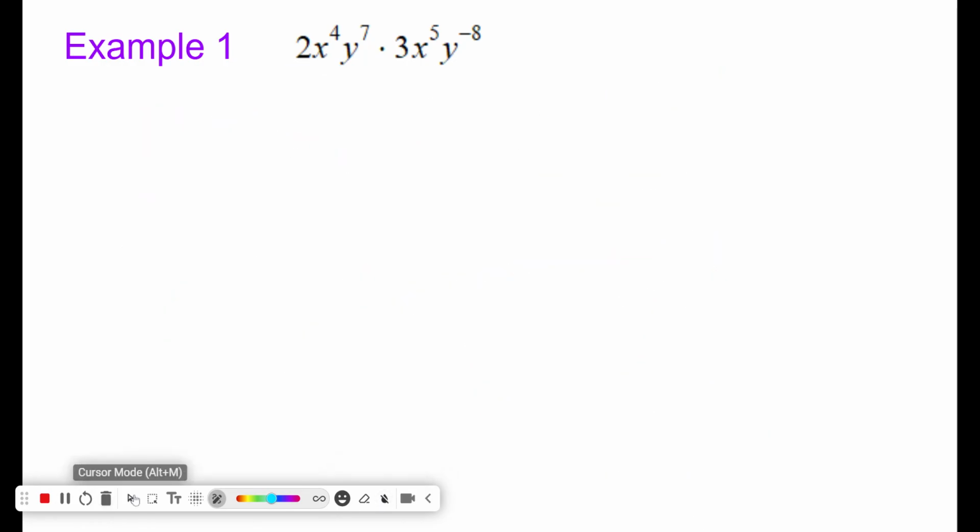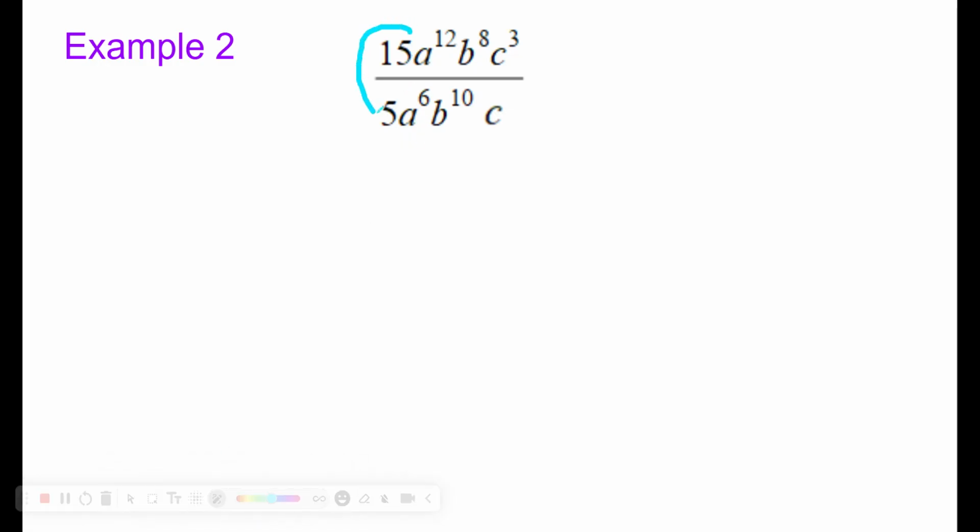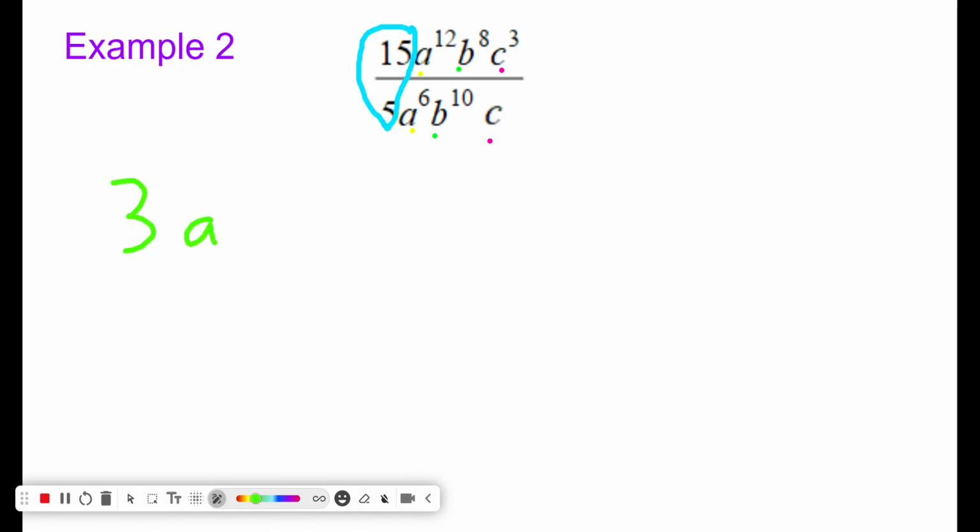Let's take a look at another example. Example 2. Okay. Let's line up all the things that we know we can. So we've got our coefficients here, 15 over 5. The A's match up. The B's are going to match up. And the C's are also there. And if we're dividing, that means we're going to be subtracting exponents, but we keep our division principles. 15 divided by 5, I believe that's 3. Then we're going to end up with A to the 12th minus 6th power, B to the 8 minus 10th power, and C to the 3 minus 1.